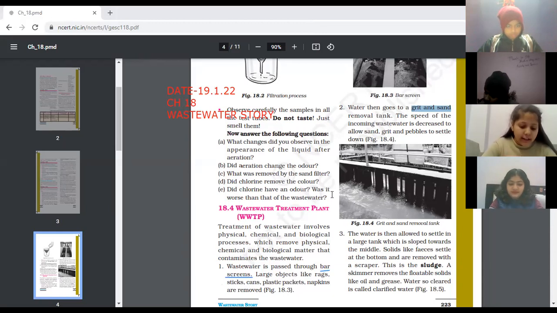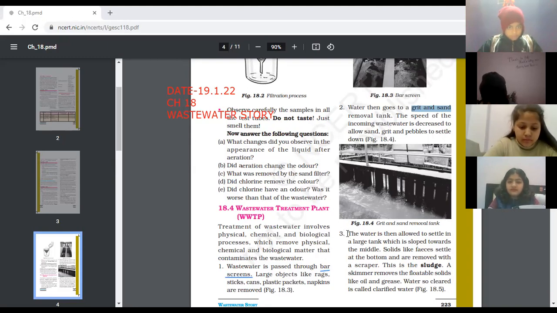I hope the first and second points are clear to you. The first point was the bar screen, where the large impurities are removed. The second point is the grit and sand removal tank, where the speed of the water is slowed down to settle the impurities. Next, children, what happens now? Here the sedimentation process is taken in point 3. Can we read this point number 3?